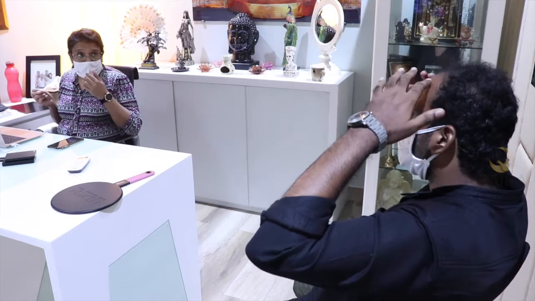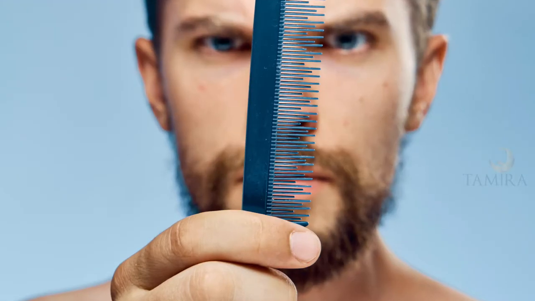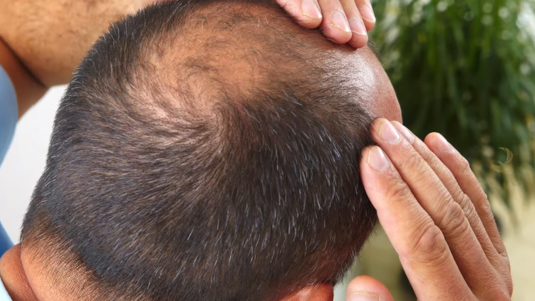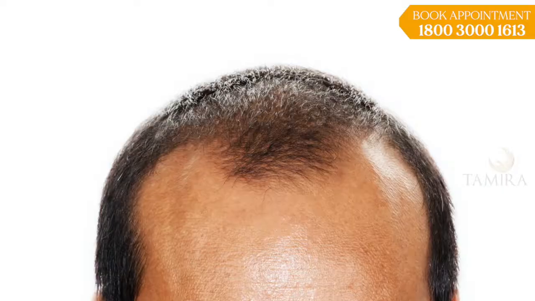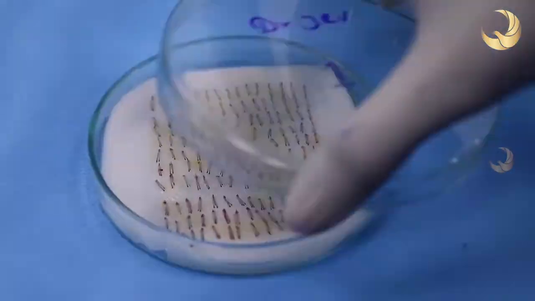For a candidate to be chosen for hair transplant, first, hair fall should be brought under control. Hair is transplanted into areas of definite baldness and not into areas of thinning. As long as a candidate could hide his areas of baldness with existing hair, he should defer hair transplant. Grafts are precious and should not be wasted.